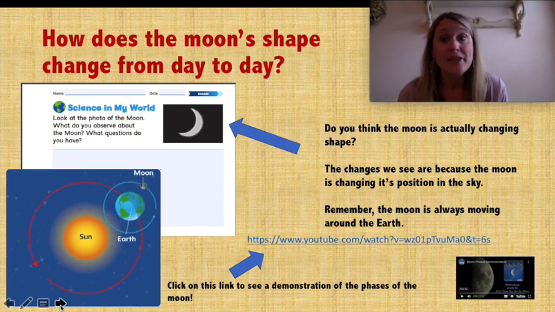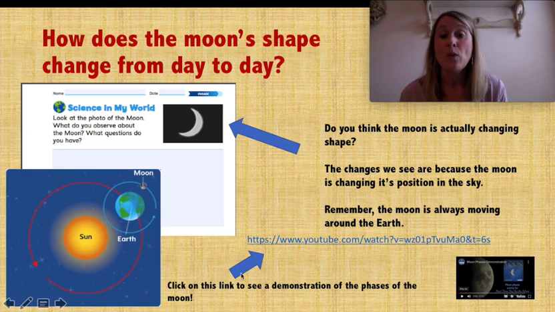So if you look at this picture over in the corner, you can see here's a picture of our sun, and here's a picture of our Earth. So this red orbit is the path that the Earth is taking around the sun, while at the same time, this blue path is the orbit that the moon is taking around the Earth. So when the moon is moving, it's reflecting different parts. The sun is reflecting differently in each position.